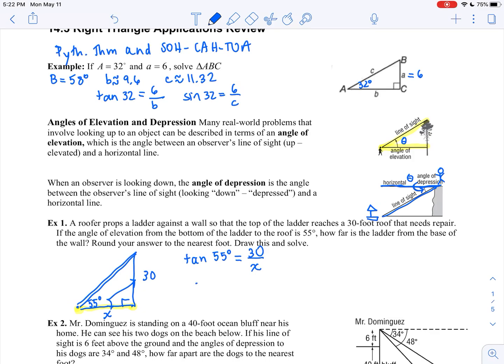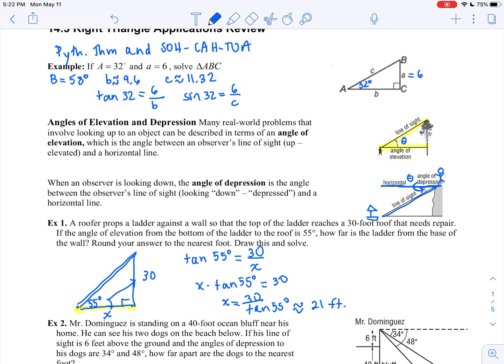To solve for this, I'm going to multiply both sides by x to get rid of the fraction. So x times tangent of 55 is equal to 30. x is equal to 30 divided by tangent of 55, which when you enter that into the calculator to the nearest foot, that would be 21 feet.